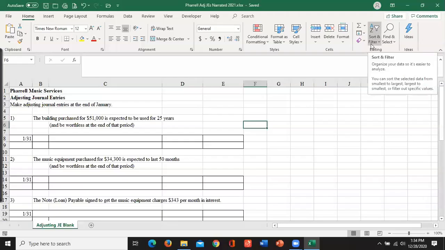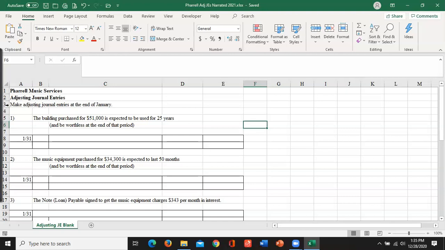We're going to continue with the Pharrell problem. So we've already done journal entries. We posted those to the ledger. Then we did a trial balance to make sure our debits and credits are correct and balanced. So our next step is to do adjusting journal entries to get everything in the correct period.